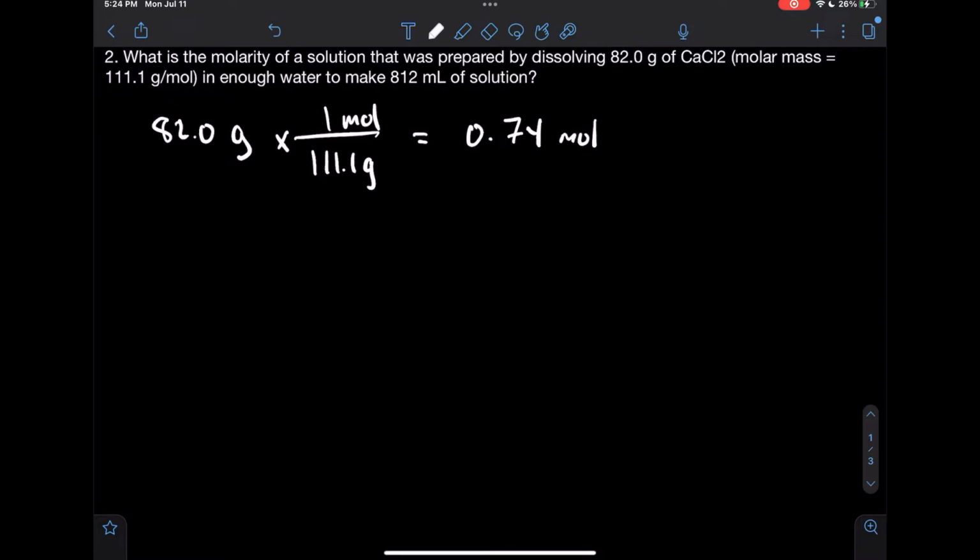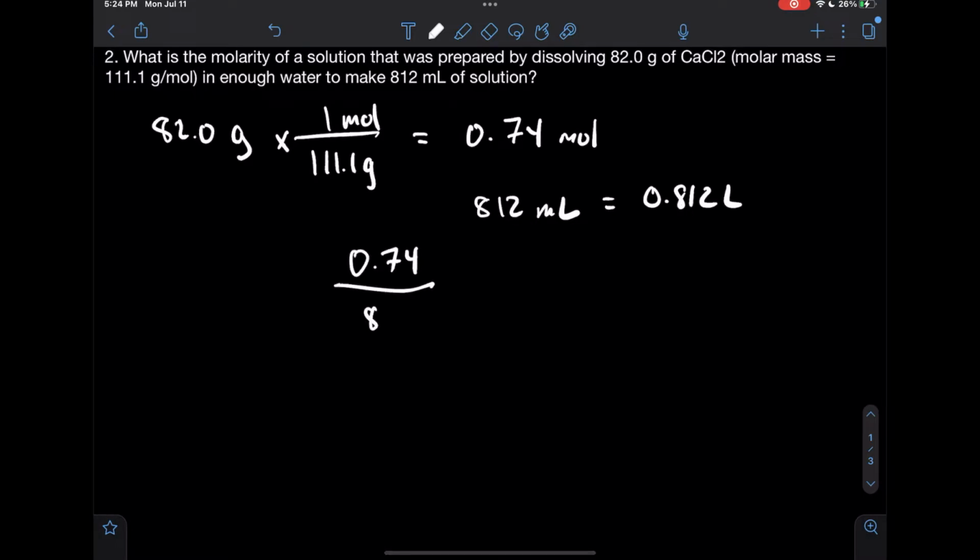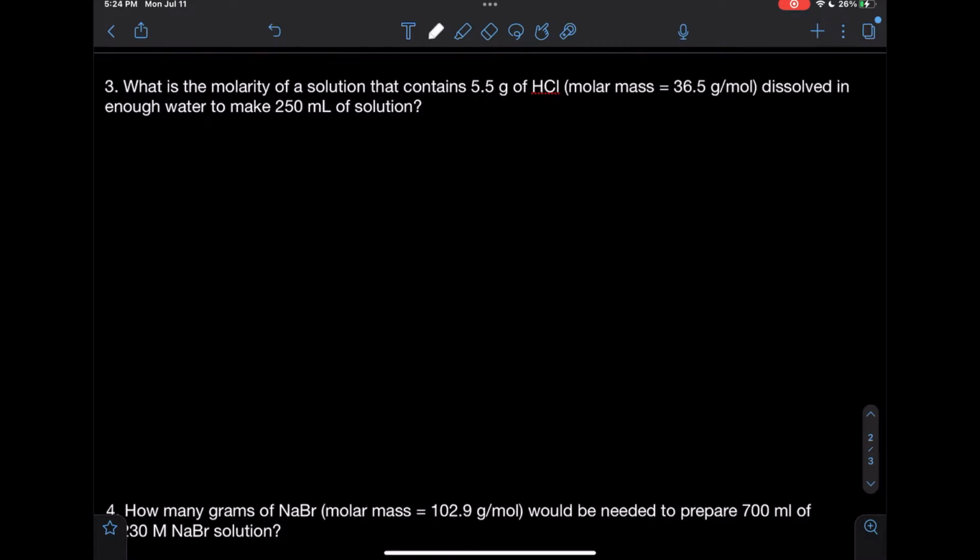Now 812 milliliters is equal to 0.812 liters. Now that we have moles and liters, we just divide. So 0.74 divided by 0.812 will give us 0.909 moles per liter.